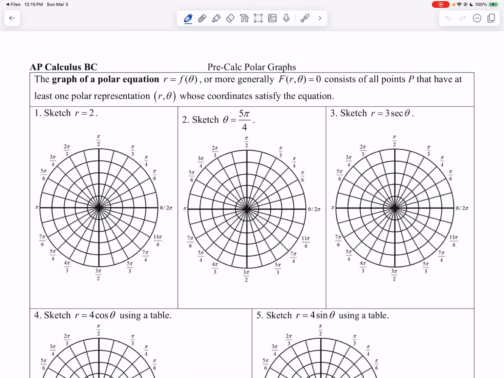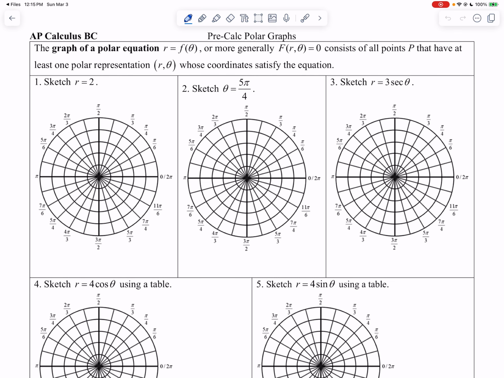Alrighty, in this video we are going to be talking about polar graphs in terms of pre-calc, and then eventually this will lead us into area of polar graphs and tangent lines of polar equations, so that's going to be a lot of fun.